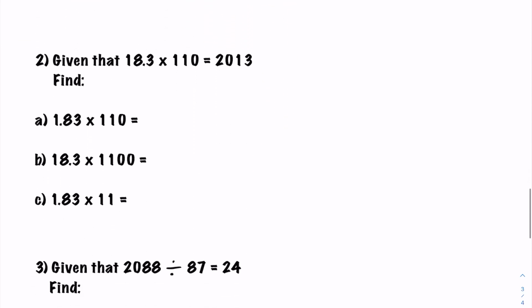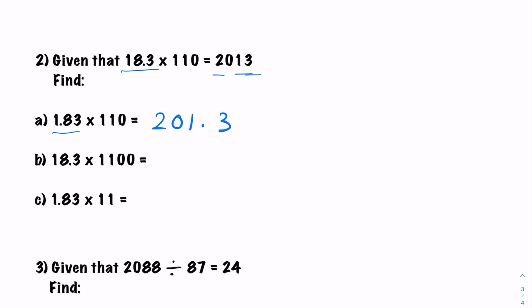So given that 18.3 times 110 is 2013, find 1.83 times 110. So if 18.3 times 110 is 2013, for 1.83, you can see we've just divided the 18.3 by 10. So we're starting with something that's 10 times smaller. And we've kept the second part, the 110, still the same. So that's just going to have the effect of making the overall result, 2013, 10 times smaller. So we need to divide it by 10 essentially, and that would just give you 201.3.